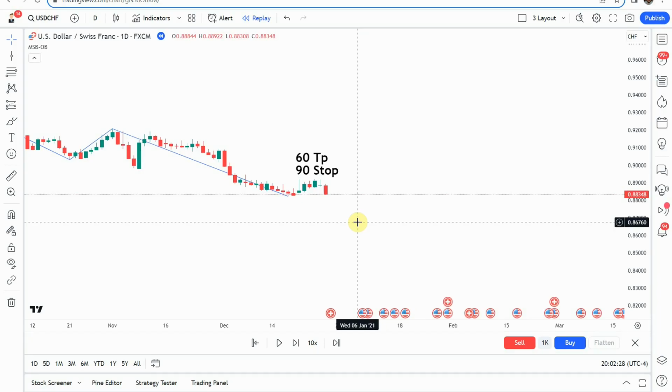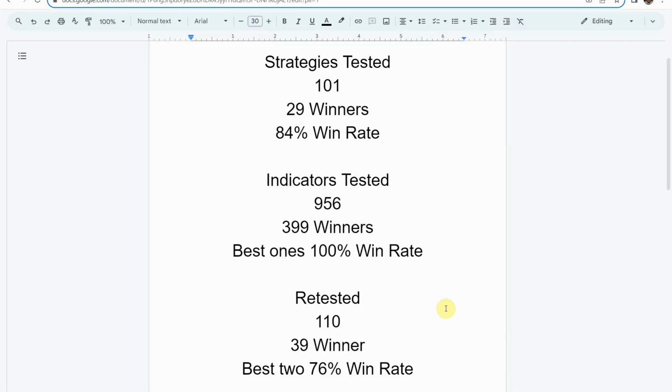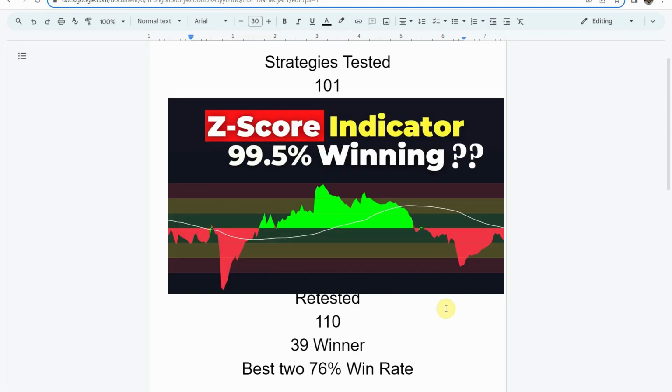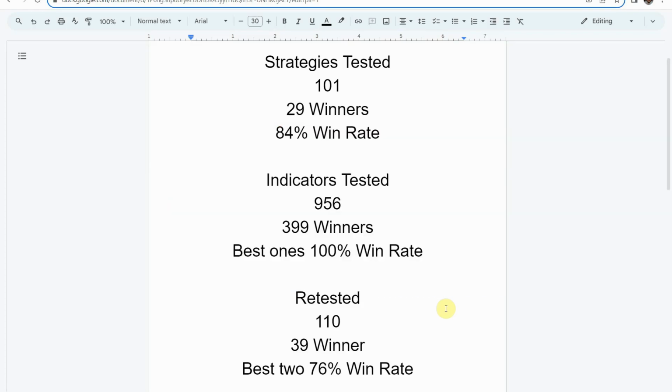Alright, as I said, today we will be testing the market structure breaks and order blocks indicator. Before we do though, I wanted to put the testing scoreboard up for everyone to see. So to date, we have tested a total of 101 different strategies, with 29 of them being winners. The best one so far was able to achieve an 84% win rate. That is the Academy of Forex indicator with the Z-score probability indicator. I'll put a thumbnail up of that video on screen right now. I'll also link to it at the end of this video with that same thumbnail, so that way you can go check out that video and watch the video on the best strategy that we've tested so far.